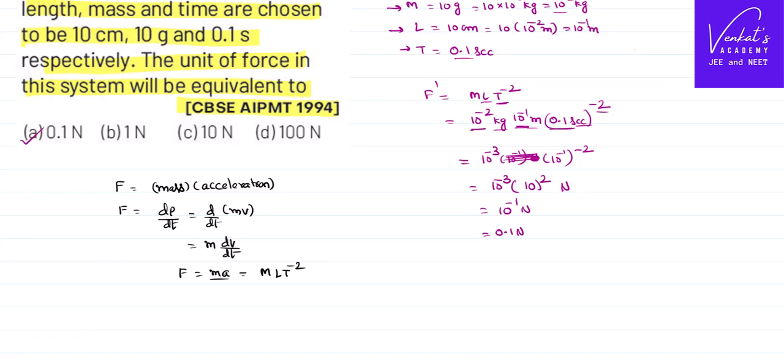While doing it, I missed one small point, that it is T power minus 2. Be careful, T power minus 2 is there. T is 0.1 second, and the power of minus 2 has to be written. Minus 1 and minus 2, minus into minus becomes plus, so it becomes 10 power plus 2. Minus 2 and minus 1 becomes minus 3. Minus 3 and plus 2 is minus 1. That is 0.1 Newton. So the answer for the problem is 0.1 Newton.